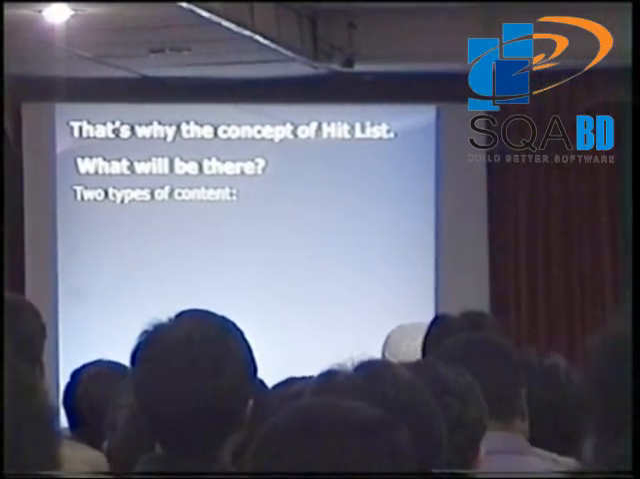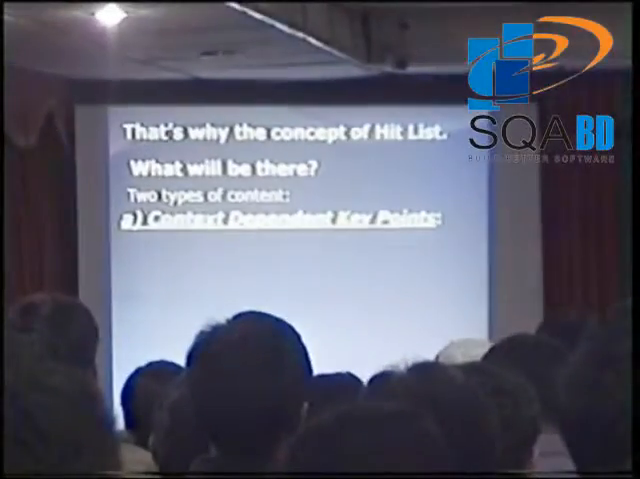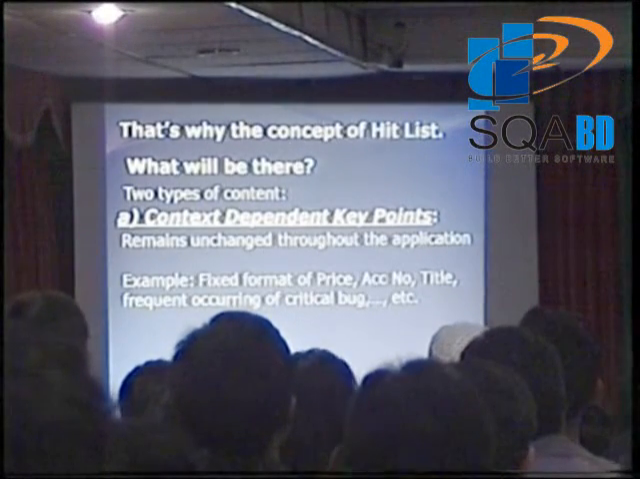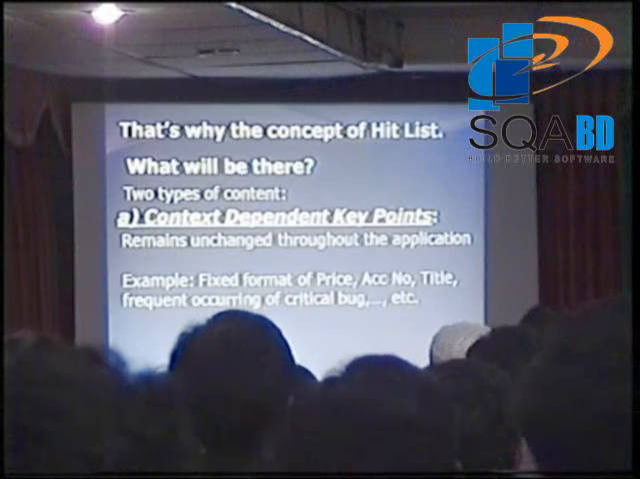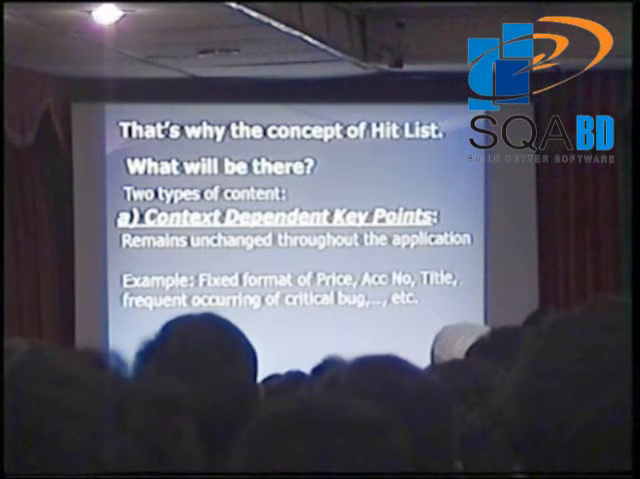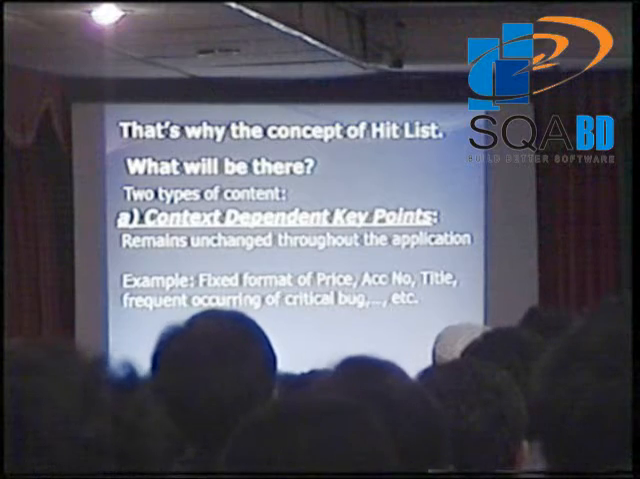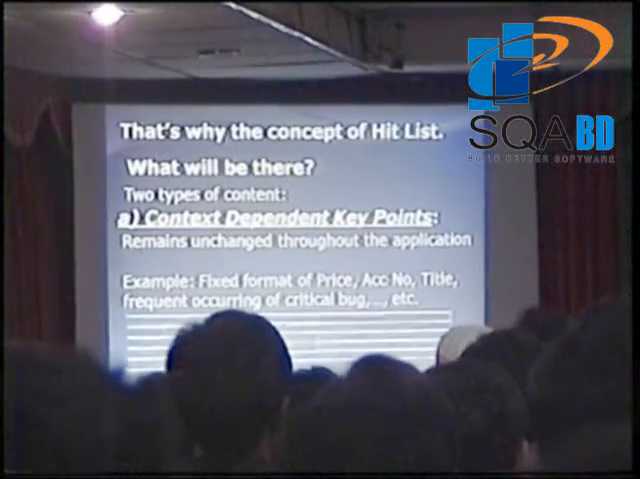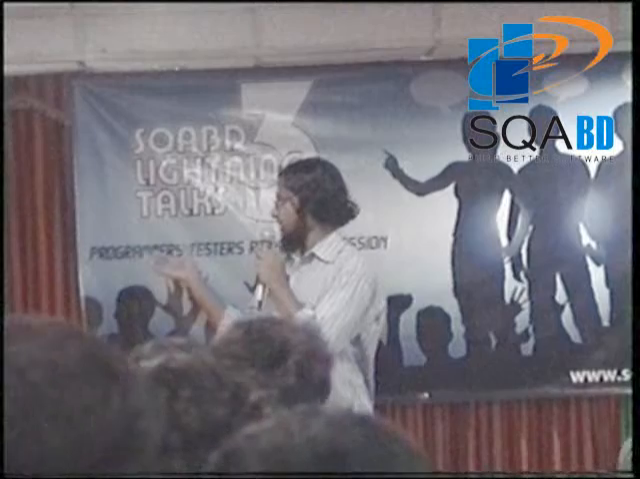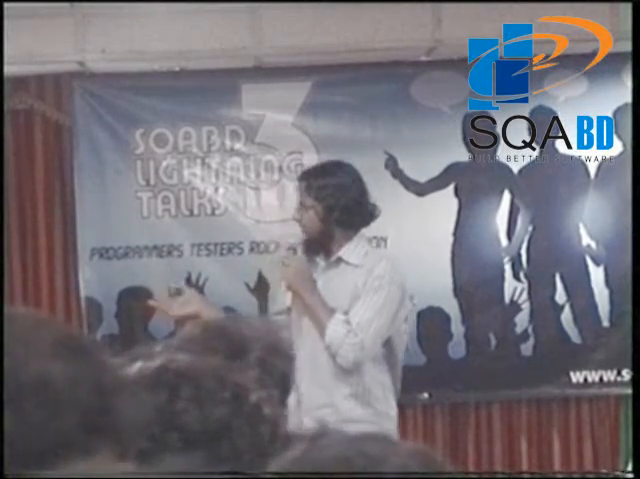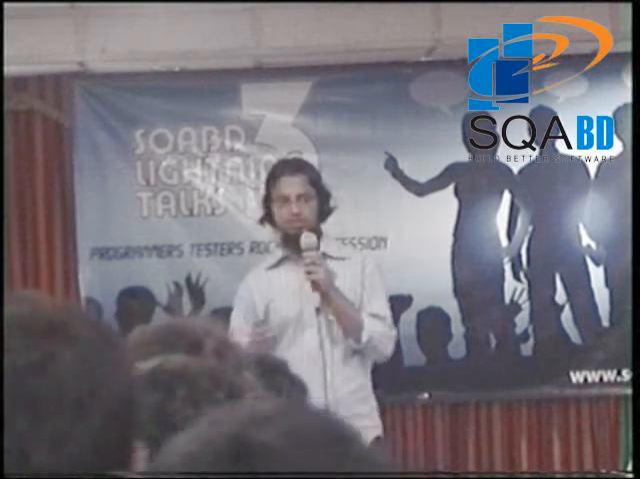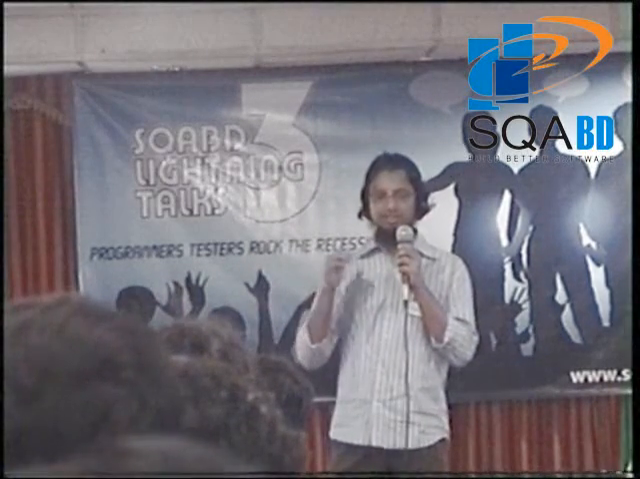Basically, there will be two types of contents in a hit list. First of all, context dependent key points. That means some key points that will remain unchanged throughout the application. A tester gathers this knowledge from his experience with the test application. For example, the application might have a fixed parameter of price, account number, etc. Here is an example. You can see the customer number should have some leading zero, and it is shown in the grid correctly, but when the message comes to him, he finds that there is no leading zero. So this type of information he should gather from his knowledge, and he should put in his hit list.